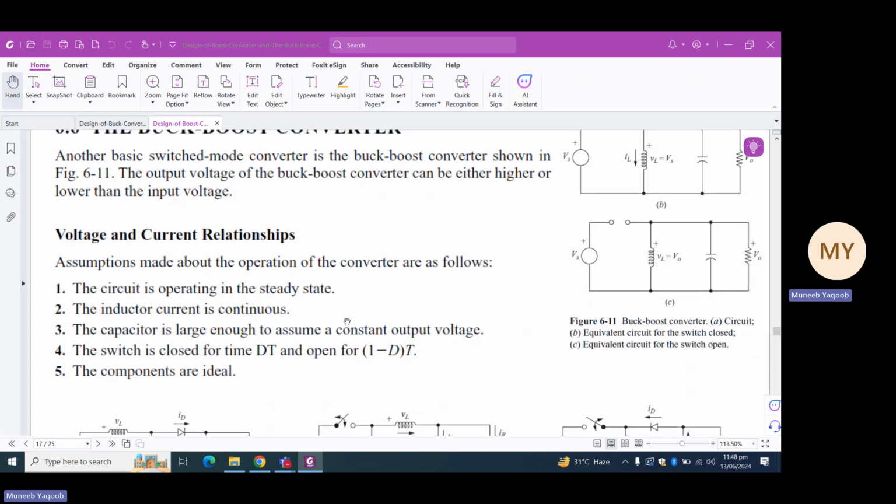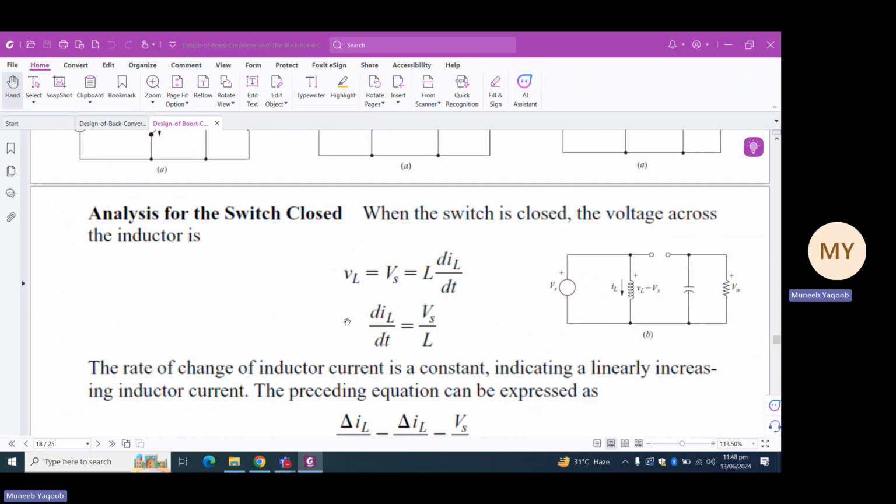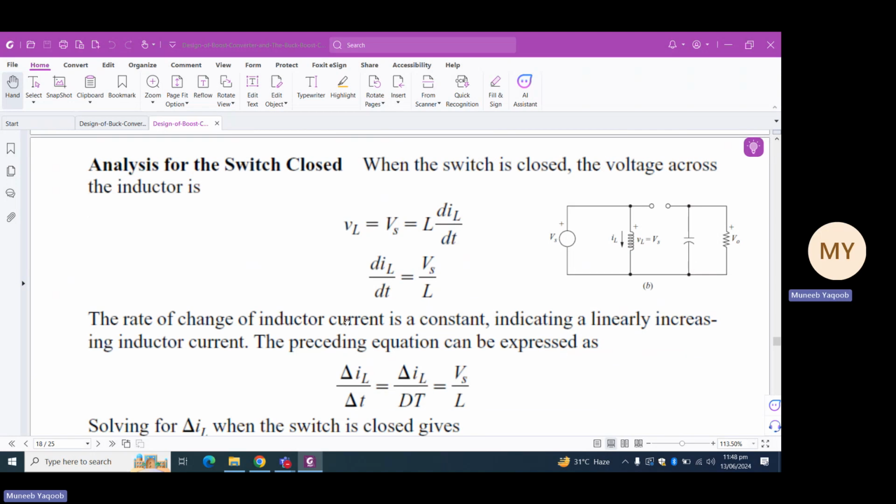Now, to understand this in more detail, if we can see this figure, when the switch is closed, we can write KVL as minus Vs plus VL equals to 0. That is, the inductor voltage VL is equal to Vs. Now, since the inductor voltage is L di by dt, we can write di by dt equals to Vs upon L.